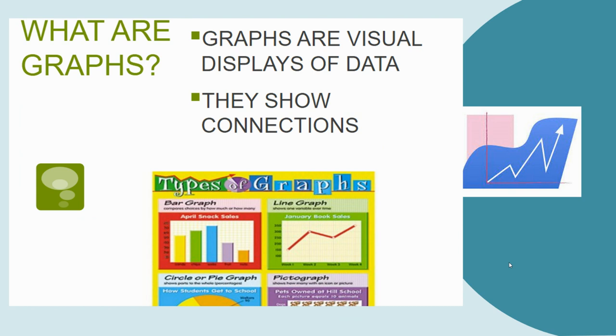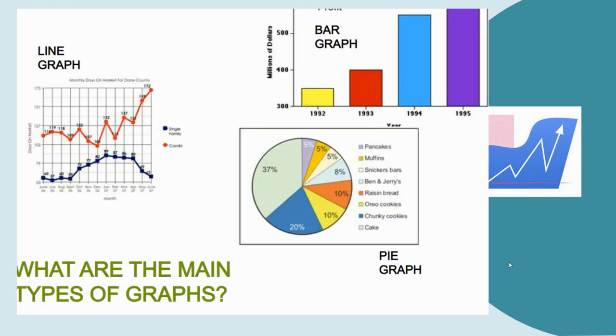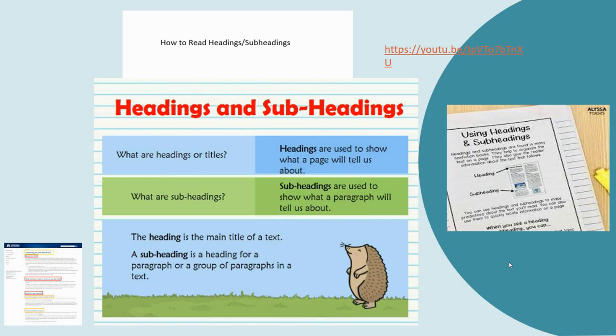So, what are graphs? Graphs are visual displays of data and they show connections. Graphs are important because they help take information and present it clearly. They organize data, they bring out obvious connections, they make patterns easy to recognize. You could have line graphs, bar graphs, pie graphs. Those are the main types.